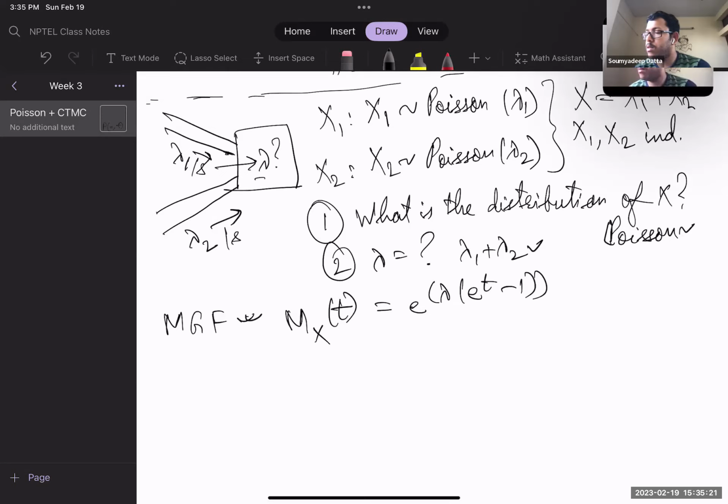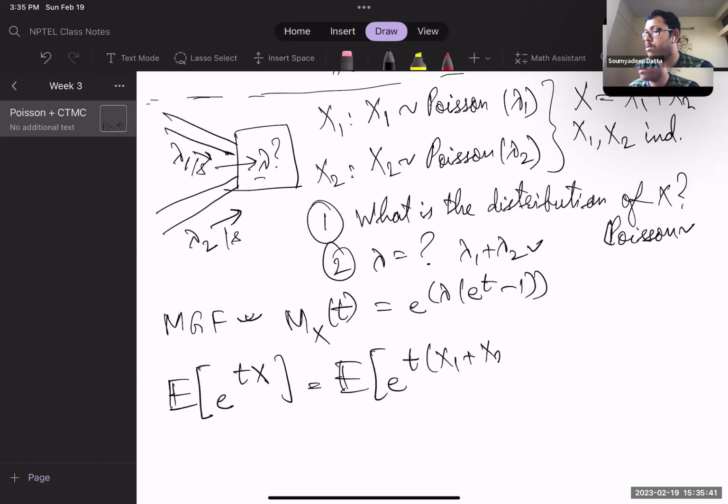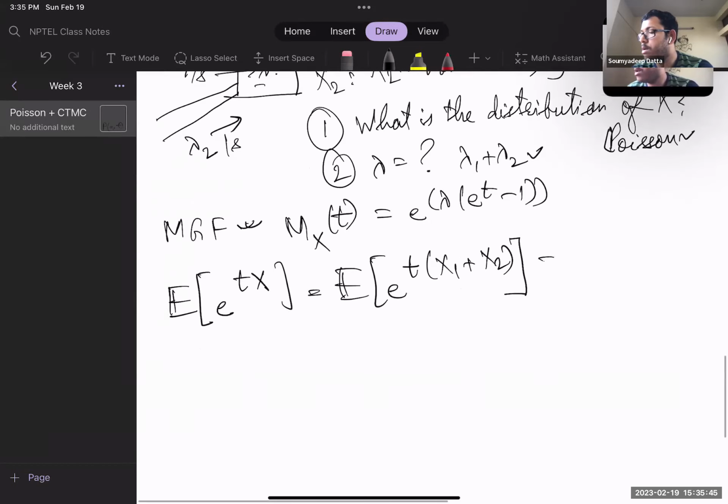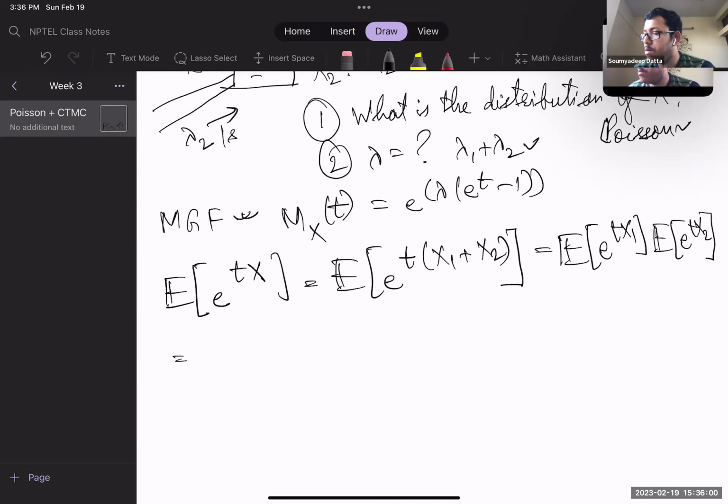So let's say you have the sum of two random variables which are Poisson. What is the formula for a moment generating function? It is the expectation of e to the power tx. Here that will be the expectation of e to the power t(x1 plus x2). We know x1 and x2 are independent, so we can take the product of expectations. And since x1 and x2 are themselves Poisson, the expectation of e to the power tx1 is e to the power lambda 1 times (e to the power t minus 1), and this will be e to the power lambda 2 times (e to the power t minus 1).